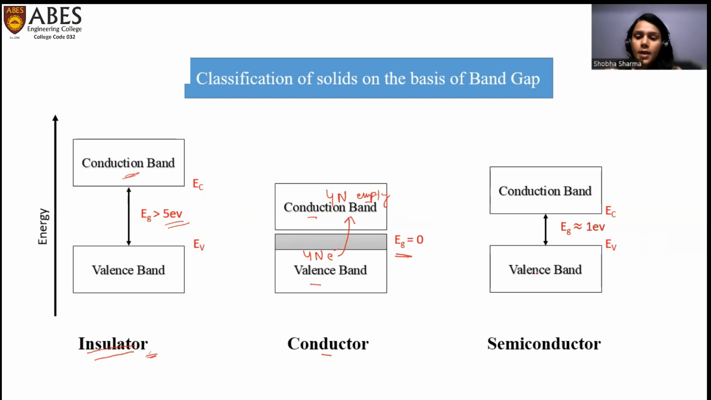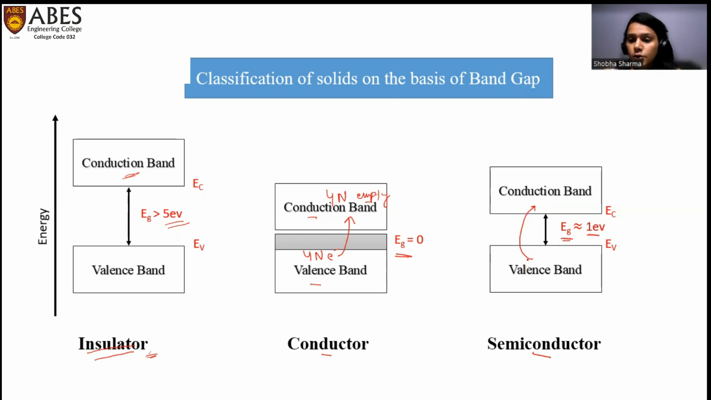In the case of a semiconductor, the energy band diagram representation is similar to that of an insulator, except that the energy gap between the two bands is of the order of 1 electron volt, which is a very small gap. So due to this very small gap, the electrons can easily move to the conduction band from the valence band.